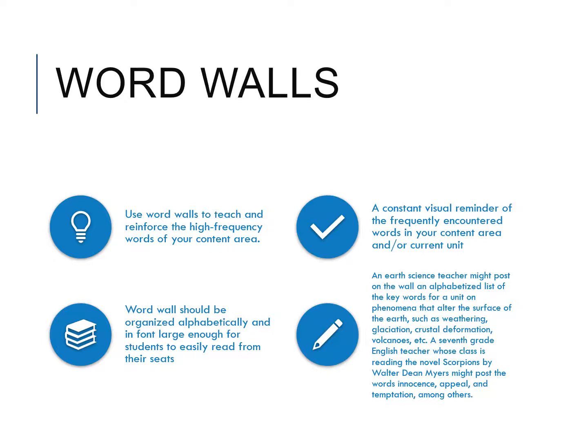Whereas a 7th grade English teacher whose class is reading the novel Scorpions by Walter Dean Myers might post the words innocence, appeal, and temptation, among many others. In all cases, your word wall should be organized alphabetically and in a font that's large enough for students to easily read from their seats. Students can have their own personal word walls as well, either on a single sheet of paper or as a collection of flashcards. And these personal word walls should contain words they struggle in recognizing.